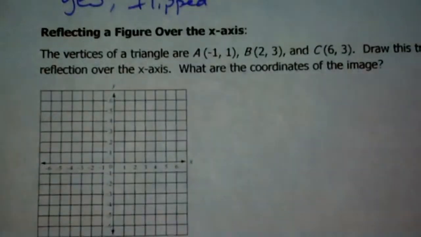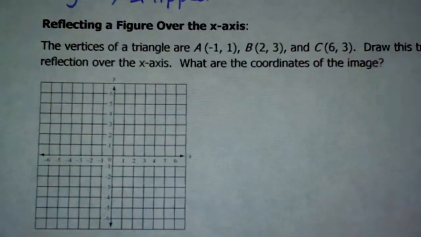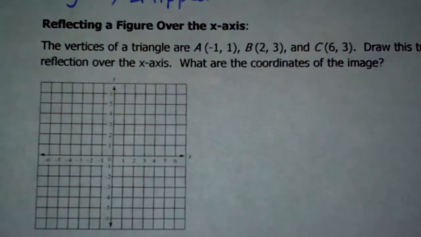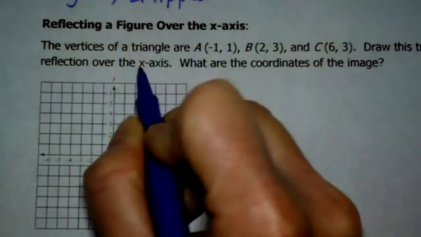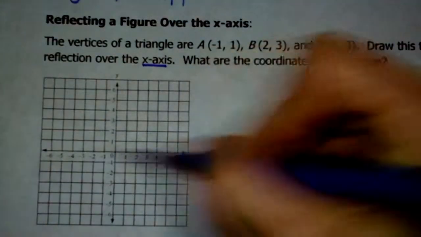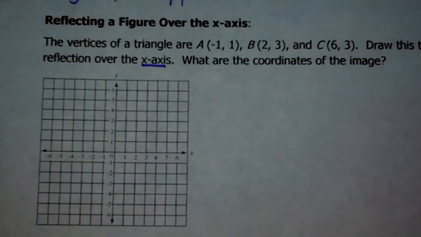Alright, so first example here, I don't have the shape drawn on for you. It says the vertices of a triangle are, and I list those 3 vertices, those points, those corners out for you. And I ask you to draw this triangle and its reflection over the x-axis. It's important to pay attention to which line of reflection I want you to take. It's either going to be the x-axis or it's going to be the y-axis. And then I ask you, of course, to list the coordinates of the image.